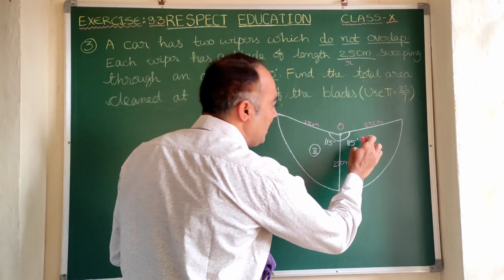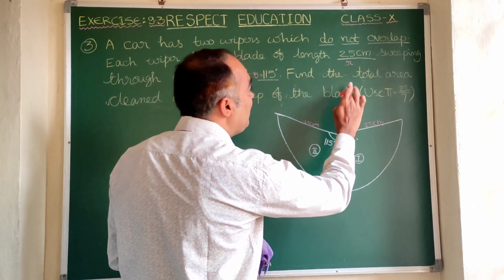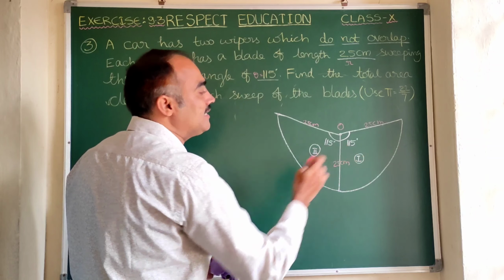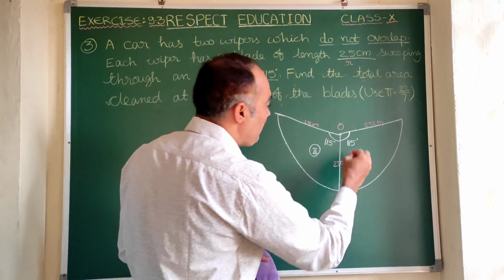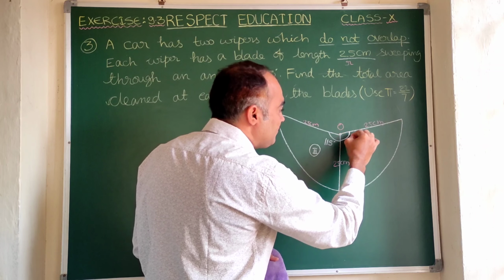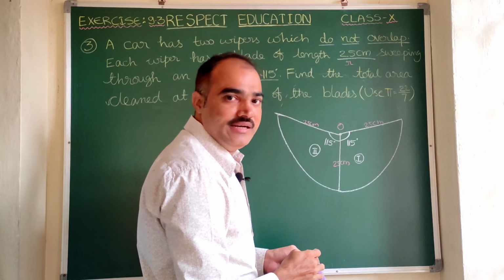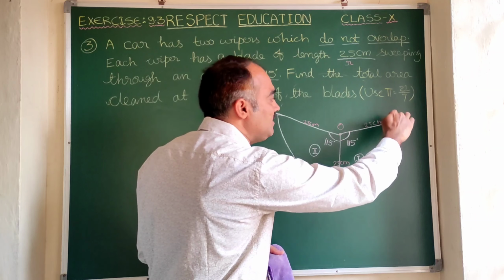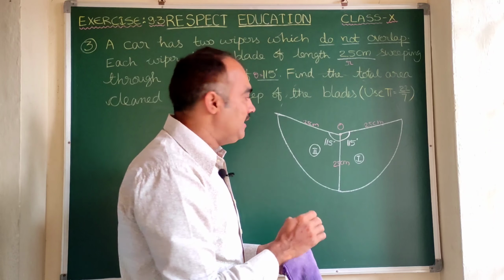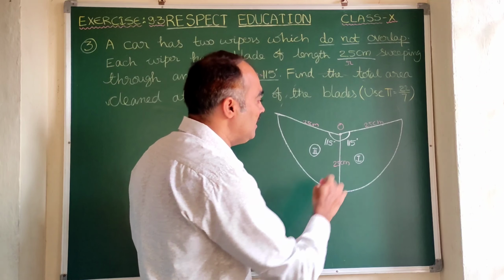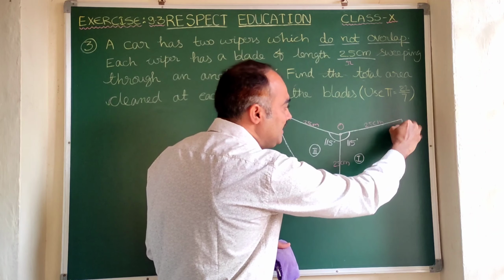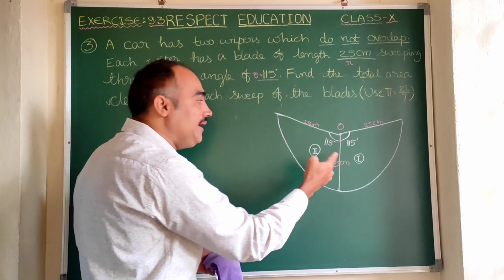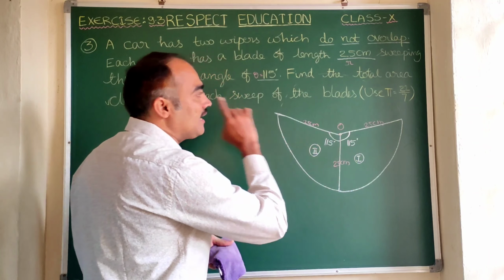Now we are going to find the area cleaned at each sweep by both the blades. Here if you understand carefully, the total angle is 115 plus 115. We can take theta as 230 and we can find the area of the sector. That is one of the ways. If not, we can find the area swept by one blade, and if we multiply by 2, we will get the required area.